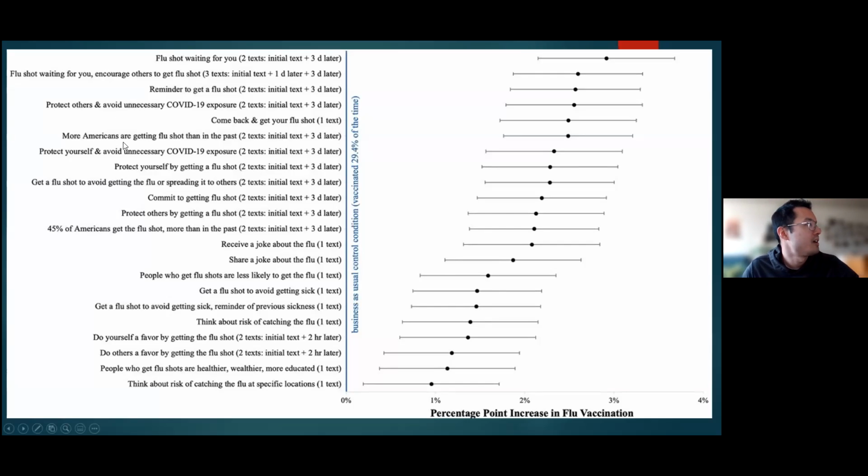The one that was the most effective was "you have a flu shot waiting for you at this Walgreens." And you see it was almost 3 percentage points. And any message was around a percentage point better than not giving them a reminder.